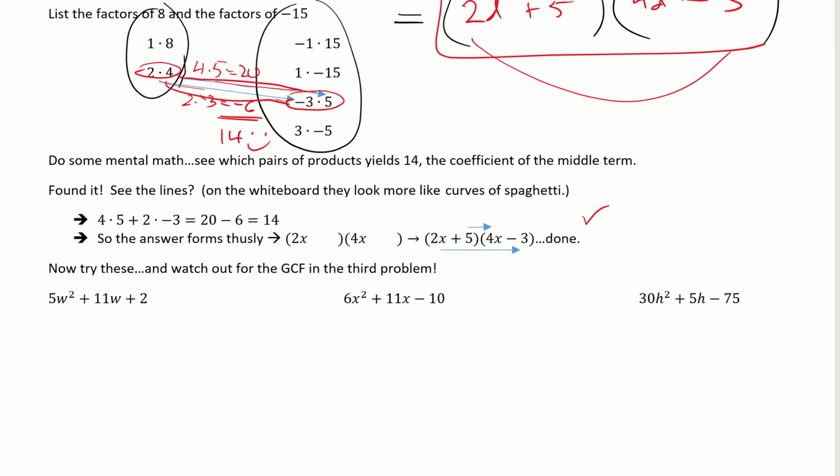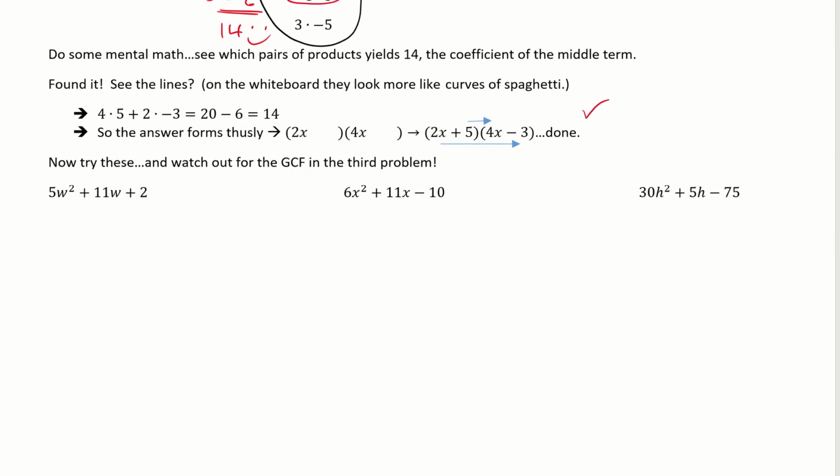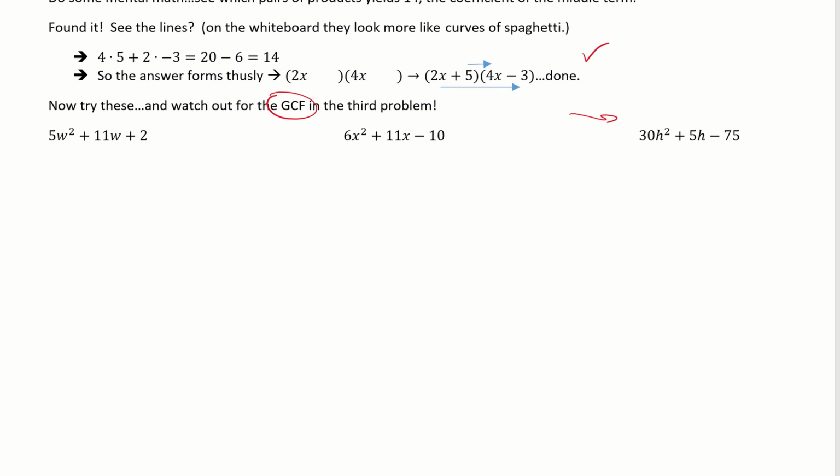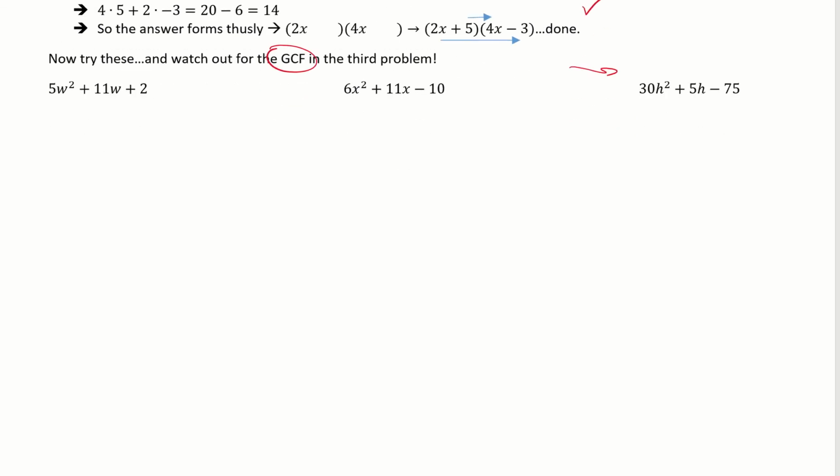Here are 3 problems for you to work on. So again, watch out for the GCF in the third problem. And I'm going to solve these for you. But why don't you try it first? Okay. So for this one, I know it's going to go something times something else. Okay, let's figure it out. The factors of 5 are 1 times 5, not hard. The factors of 2 are 1 times 2, not hard at all. How should I put these guys together?